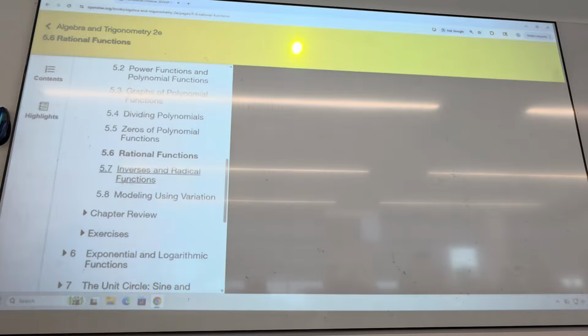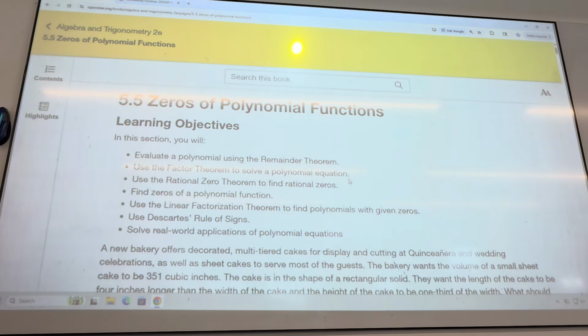So let's do this. Everybody got that right? I want to make sure that I finished 5.5, and I definitely did. Okay. Can somebody remind me what Descartes' rule of signs says?